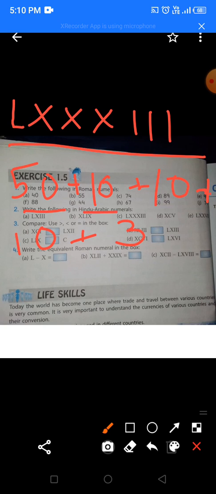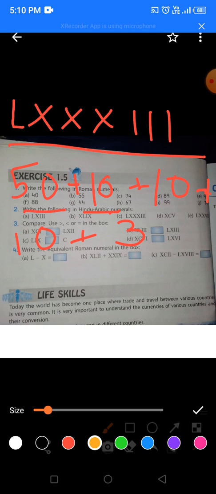So 50 plus 10 is 60. 60 plus 10, 70. 70 plus 10, 80. So this will give me 80. Then this is 3. I have written it as it is. 80 plus 3 is nothing but 83. So this number, question number 2C. So the Hindu-Arabic number for this numeral is 83. Okay.